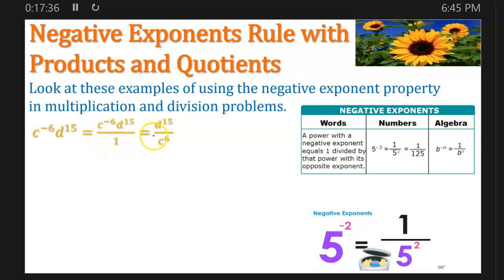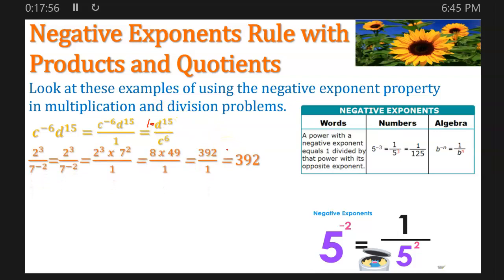Now, when I do this, the 1 does go back to the top, but we know that 1 times any number is just itself. So you don't really need to write the 1 times D to the 15th over the C6. That 1 times D 15th is just going to reduce back down to D to the 15th.